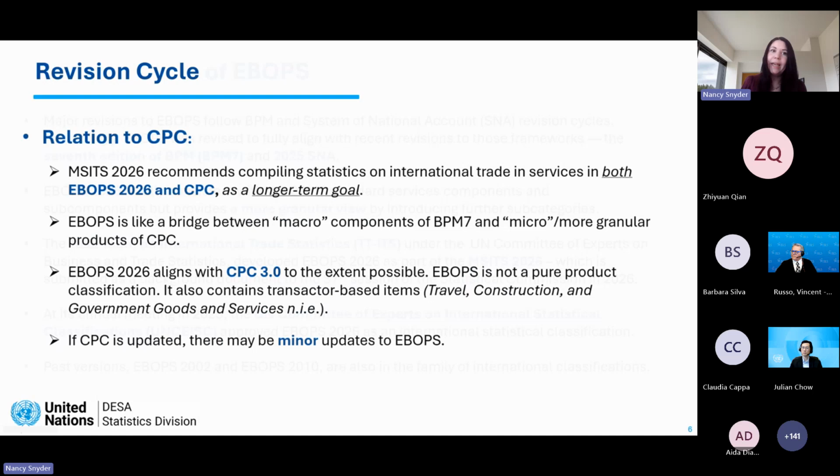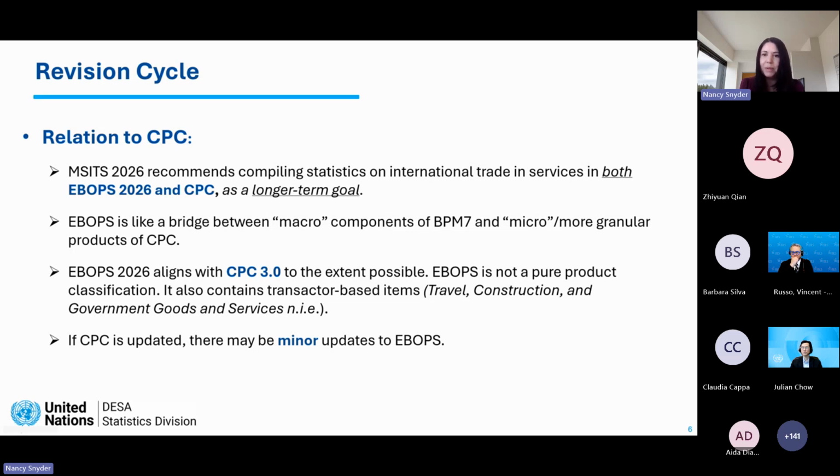And just to note, the past versions of EBOPS 2002 and EBOPS 2010 are also in the family of international classifications. And also, importantly, in relation to the CPC, as a new recommendation, MSITS 2026 is recommending that compilers compile statistics on international trade and services in both EBOPS 2026 and CPC version 3 as a longer-term goal. Again, EBOPS acts like a bridge between macro components and these micro CPC products. So EBOPS 2026 aligns with CPC version 3 to the extent possible.